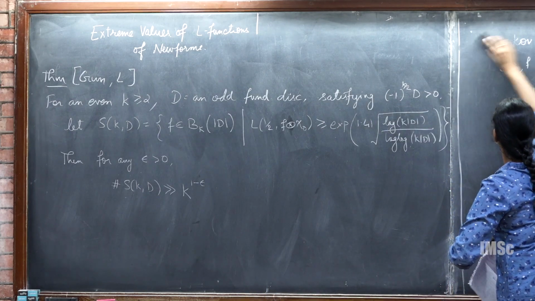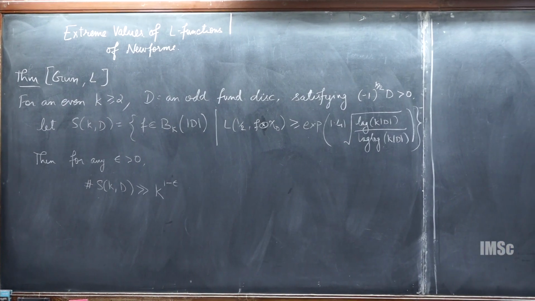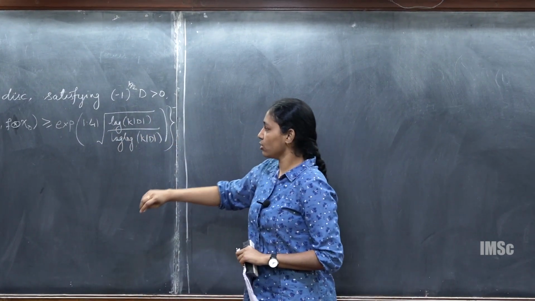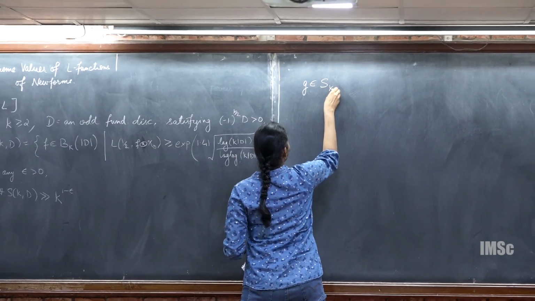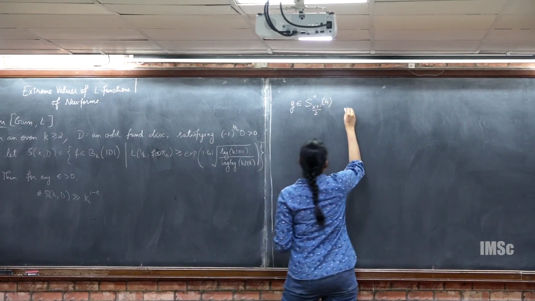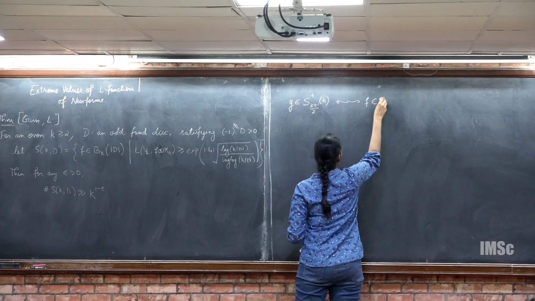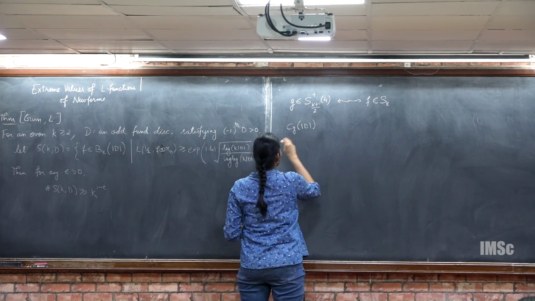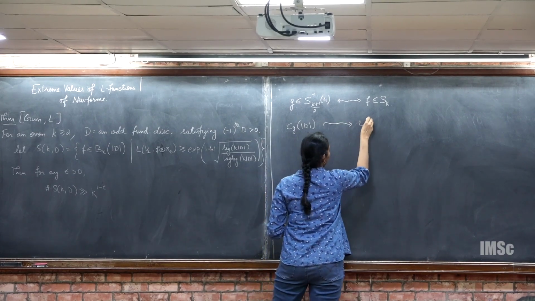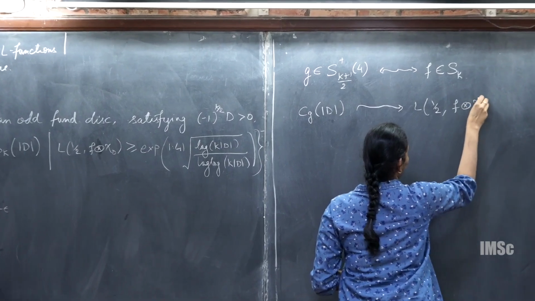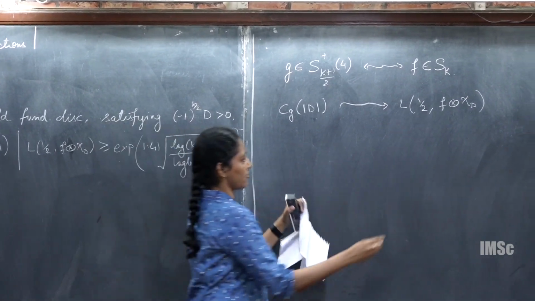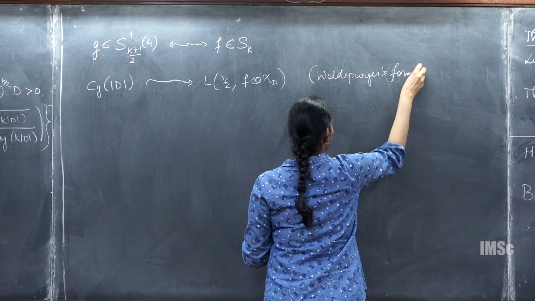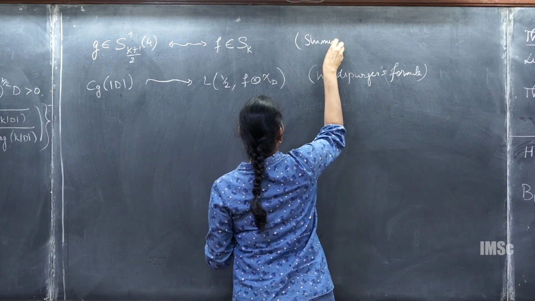Okay. In the remaining time, I'll quickly give an application of our result in the theory of half integer weight modular forms. By Shimura correspondence, we know that for a Hecke eigenform in the Kohnen plus space, there is an associated Hecke eigenform in the integer weight case. And Waldspurger's formula tells us that the mod d-th Fourier coefficient of g is related to the value of L half f tensor chi d.